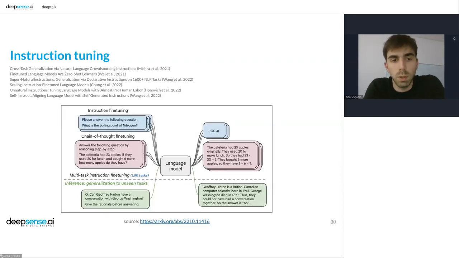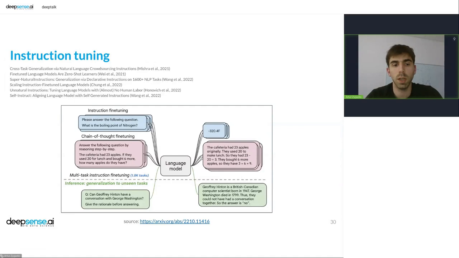Let me show you a diagram from one of the papers, to see what kinds of instructions we can find there. In blue, you can see the normal, standard instruction fine-tuning, where there is an instruction and there is an answer. There is also a special type of instruction, the so-called COT, or chain of thought, instructions. In this case, we are asking the model to reason step by step, and the answer is very detailed, with all the reasoning steps included. Models trained on this mixture of instructions can generalize well to unseen tasks. They can do inference on unseen instructions.